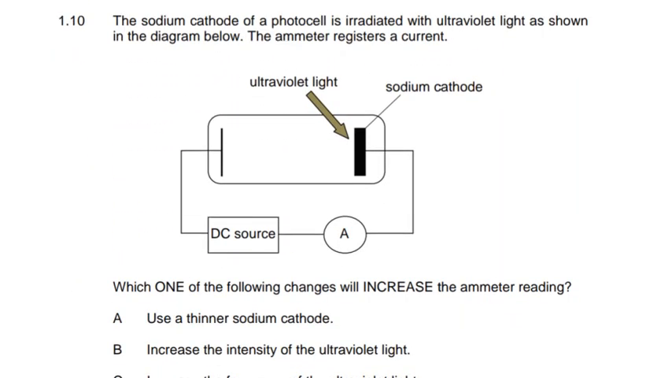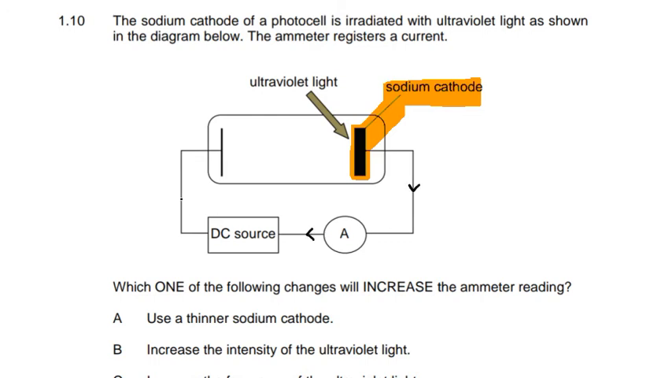Right, moving on to November 2020. Oh, where am I now? Yeah, November 2020. All right, so in November 2020, they said the sodium cathode, and we can see it labeled over here, of a photocell, is irradiated with ultraviolet light as shown in the diagram below. The ammeter registers a reading, so in other words, there is a current flowing in the circuit.